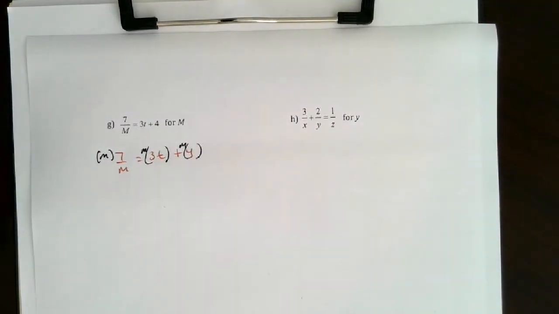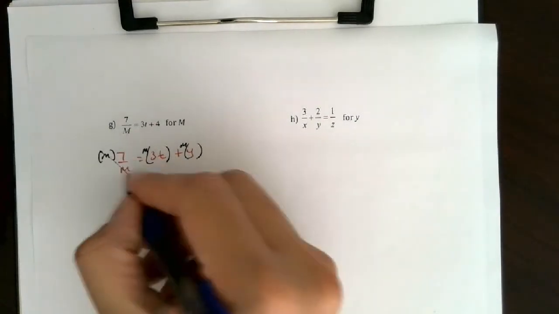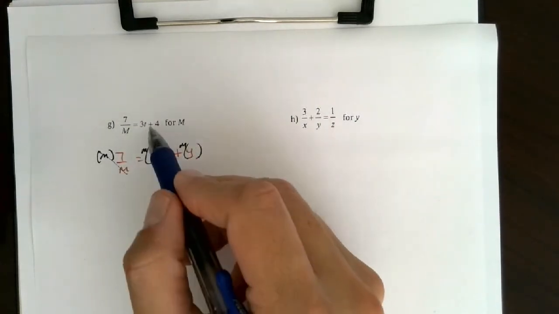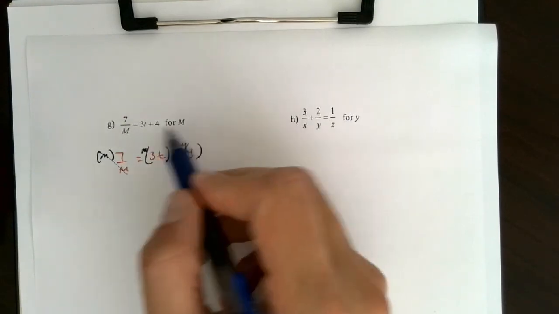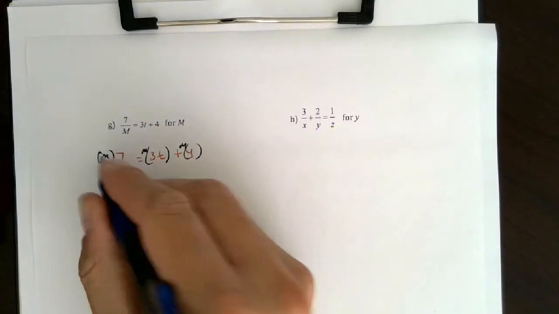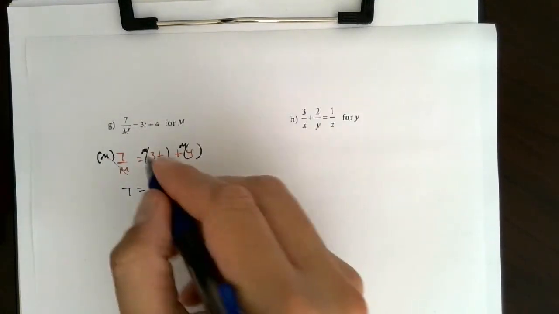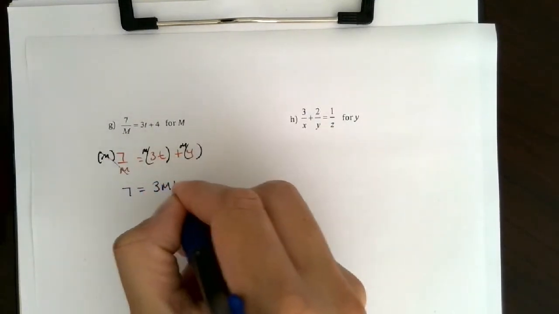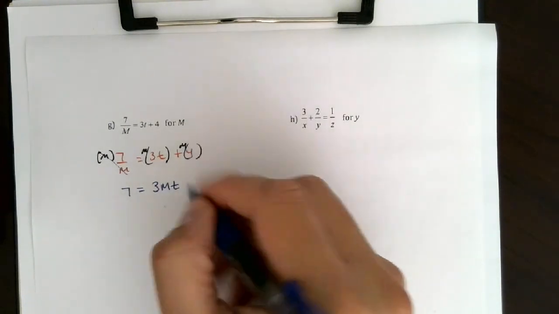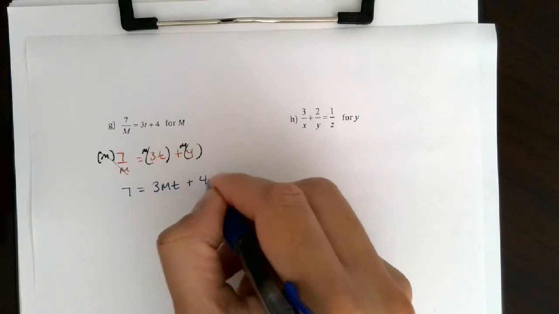So if I multiply everything by m, in this first term, m times 7 over m, the m's cancel. That's why I did it. The goal is to clear fractions. Remember, when you're solving an equation with fractions, first thing you typically want to do is clear fractions by multiplying by the LCD. In this case, the LCD is m. So the m's cancel. I end up with 7 equals m times 3t, I'll write as 3mt, plus, here I've got m times 4, which I'll say is plus 4m.